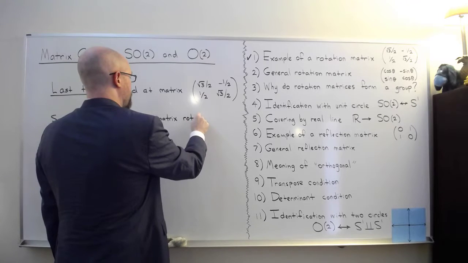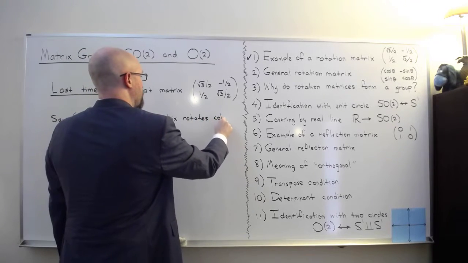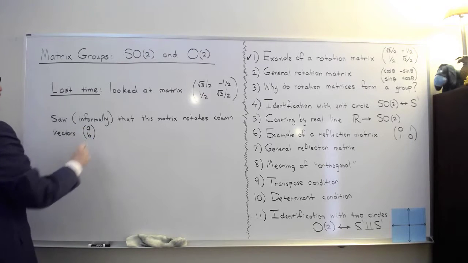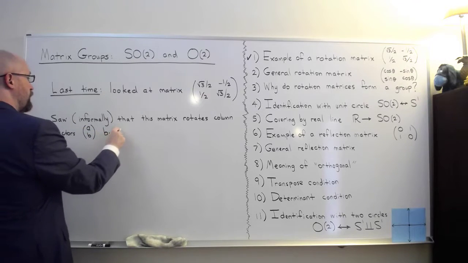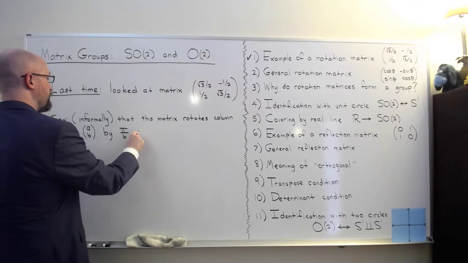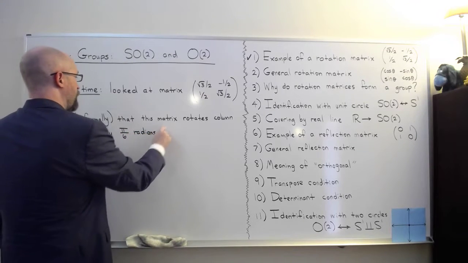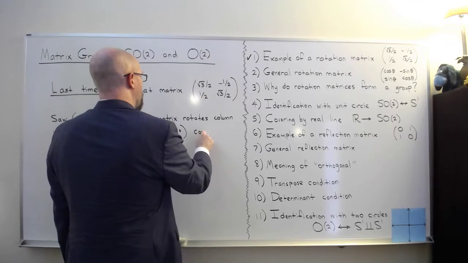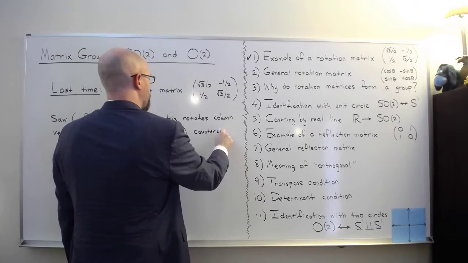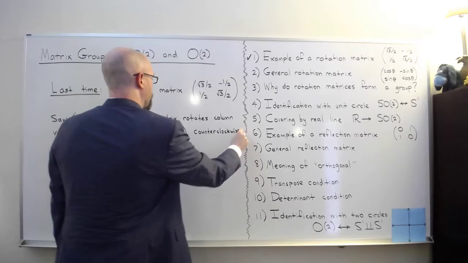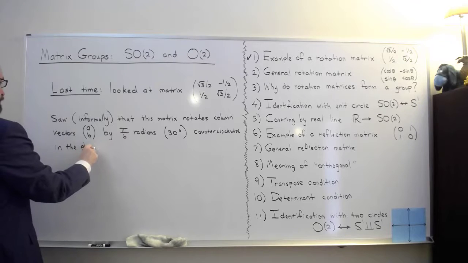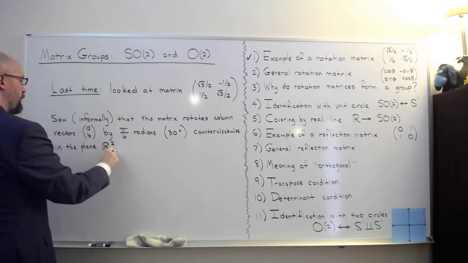rotates column vectors, which we could call a general column vector AB like I did before, by pi over 6 radians. And so if you want to say degrees, this is 30 degrees counterclockwise in the plane R2.